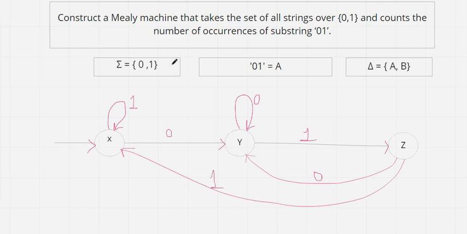Now we will move into the concept of the Mealy machine. A Mealy machine says that the output alphabet is associated with the transition. So look into the first state, X.